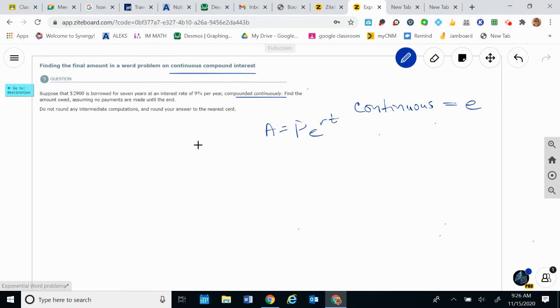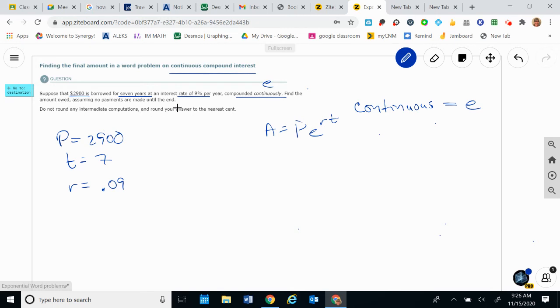So, it says, let's start naming things, okay? Suppose 2,900 is borrowed, so P is 2,900, for 7 years, T is equal to 7, at an interest rate of 0.09. R is 9%, 0.09, okay? Compounded continuously, that means use the E. Find the amount owed, assuming no payments are made until the end.